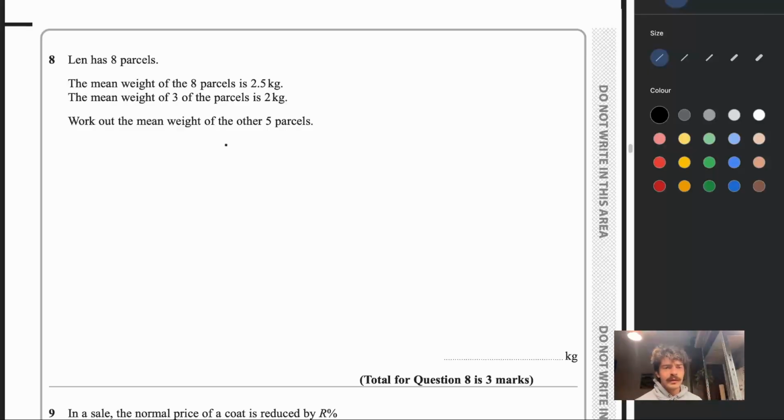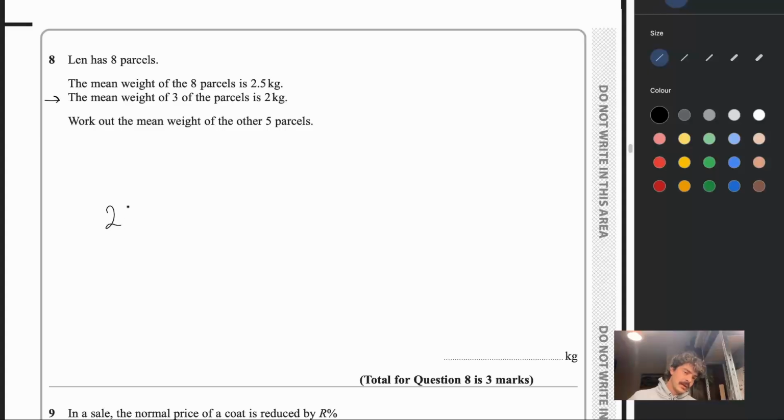So in our case, let's take the second part as an example. We have 3 of these parcels that have a mean weight of 2, but it doesn't necessarily mean that each of them was 2, but the sum of their weights was 6. It must have summed to 6, because if you were to divide it by the number of parcels, 3, you get 2 kilos. So in essence, you can end up modelling the larger group of parcels as though these 3 were in fact each 2.